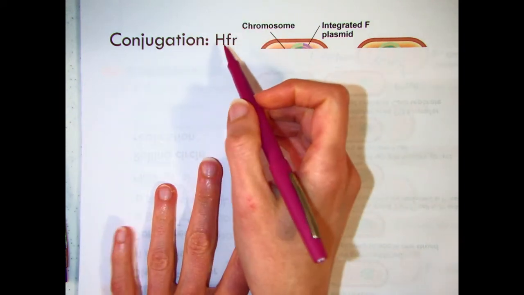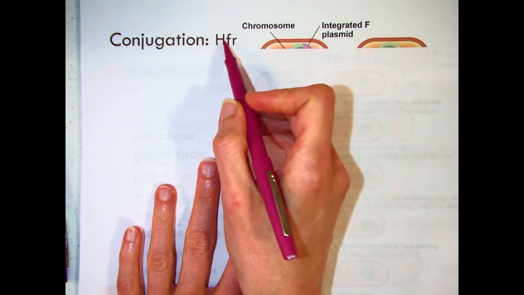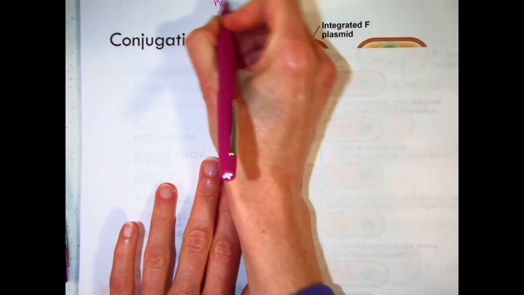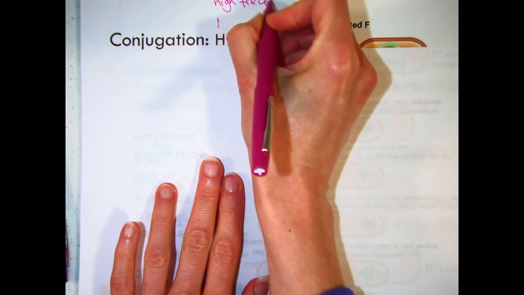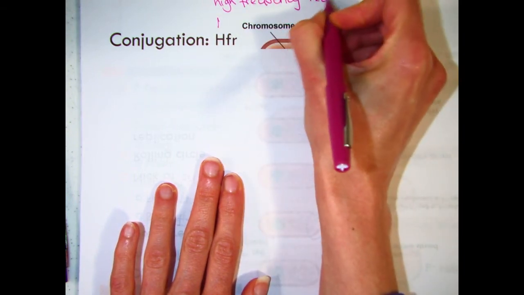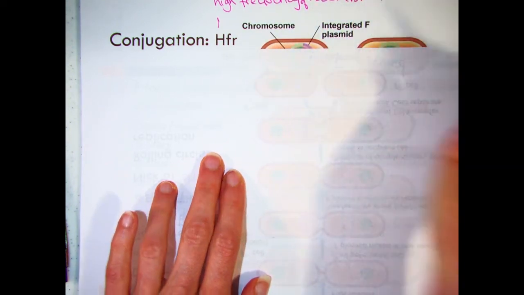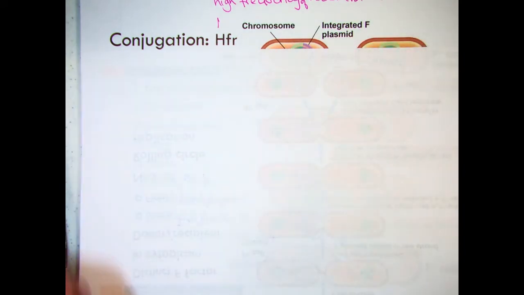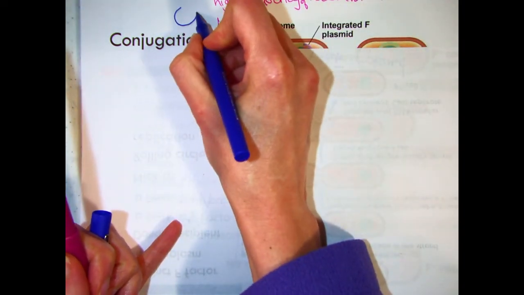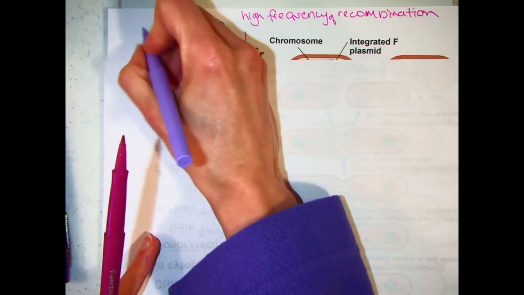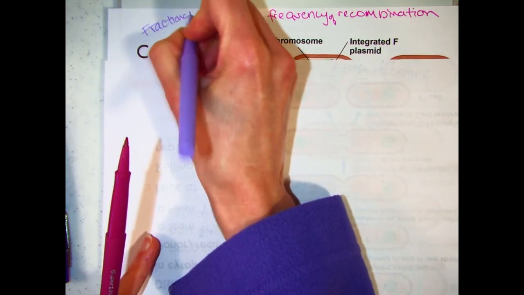All right. So in this case, the donor cell is going to be something called an HFR cell. And HFR stands for high frequency of recombination. An HFR cell has a chromosome, but it has also acquired, I'm going to draw it squiggly, but it's not really, a fractional F plasmid.